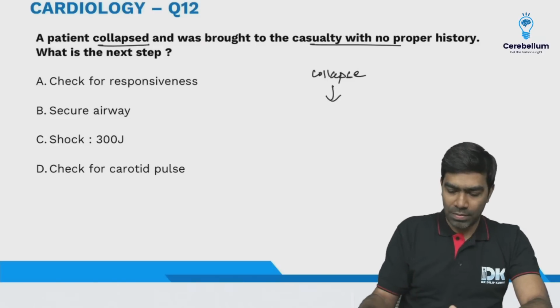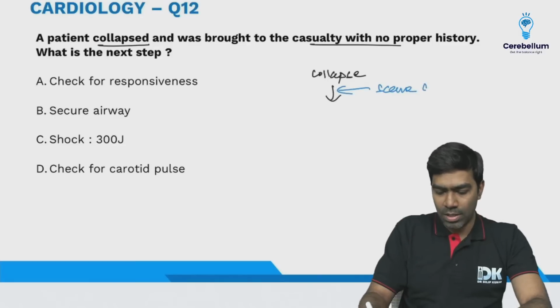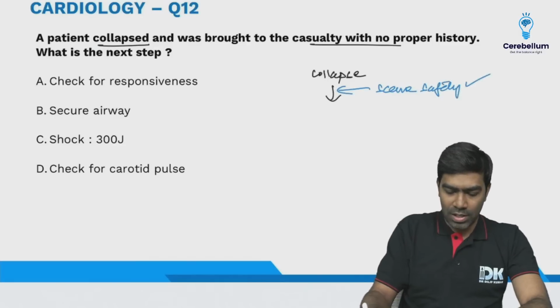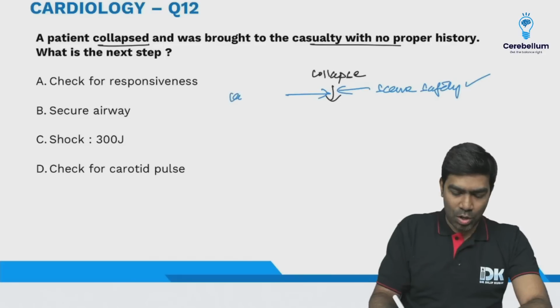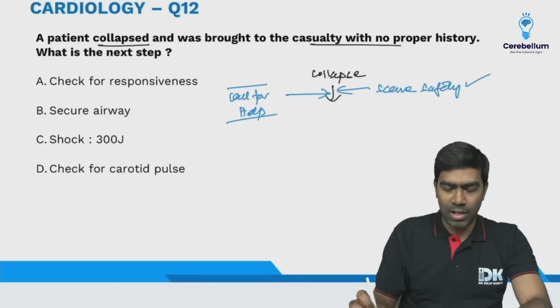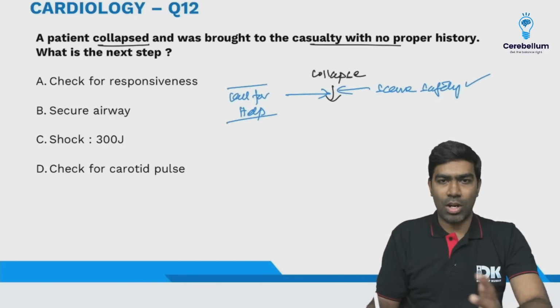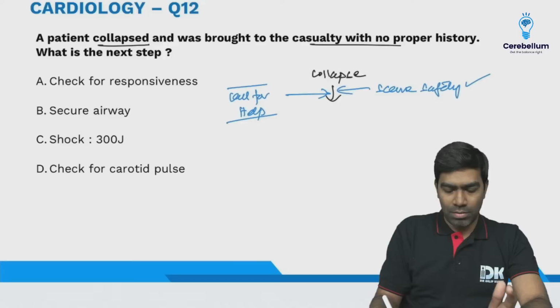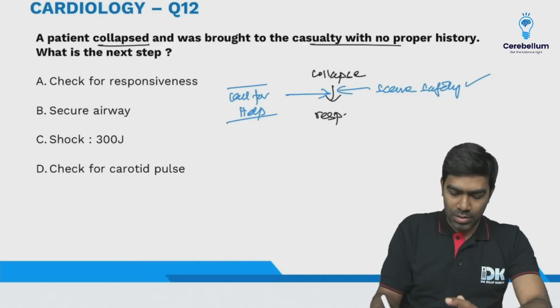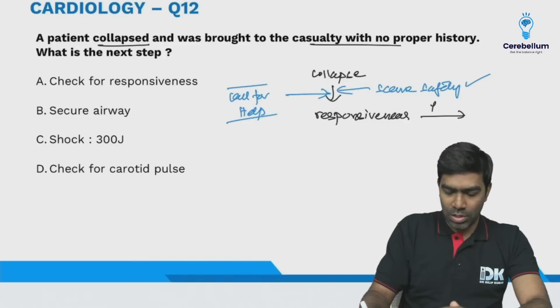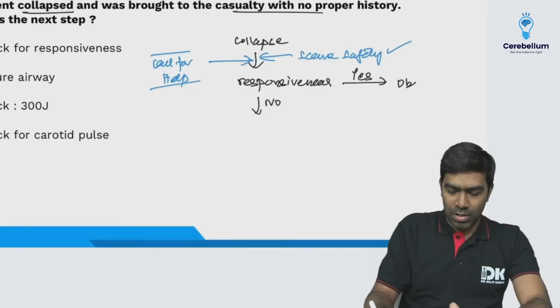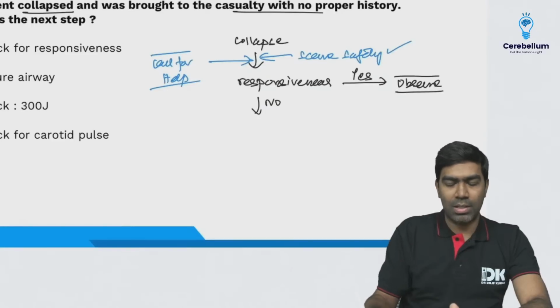Patient is having a collapse. First, you have to ensure scene safety. This is based on the BLS, basic life support algorithm. So verify the scene safety first. Then once you verify the scene safety, also simultaneously call for help. Activate the emergency medical services, call an ambulance. Then look for responsiveness. If the patient is responsive, just observe the patient till the EMS arrives at your scene.